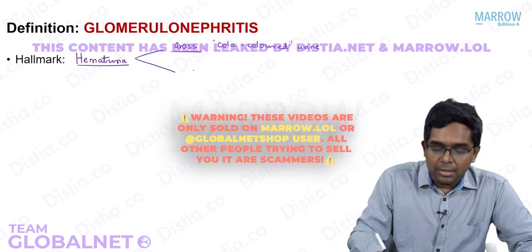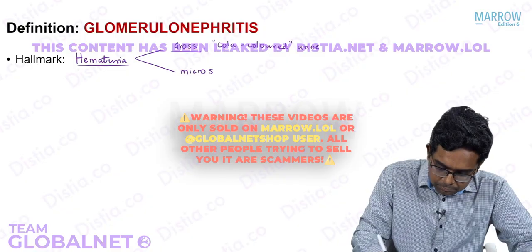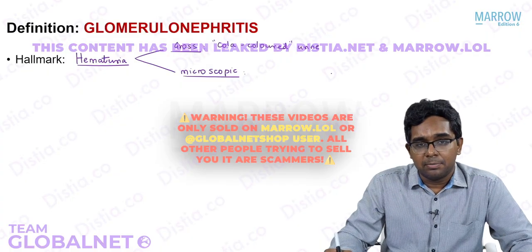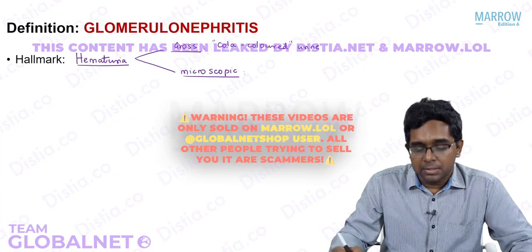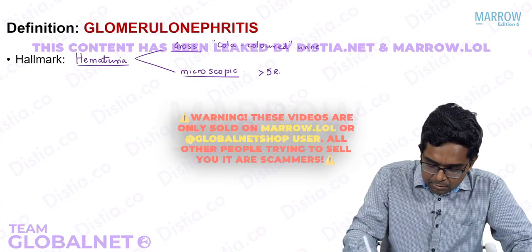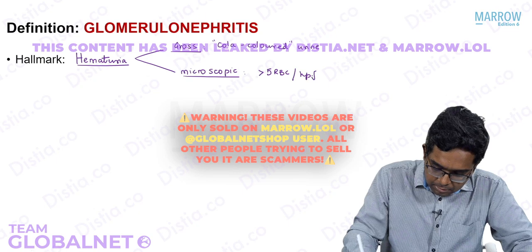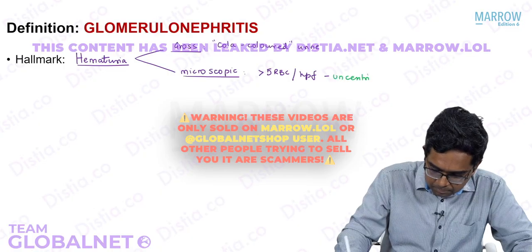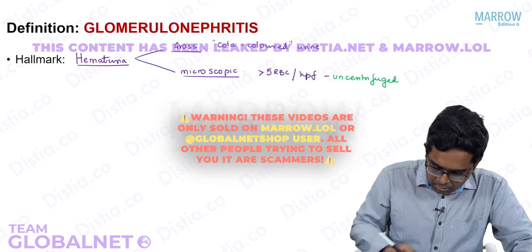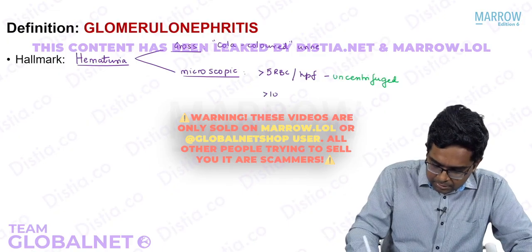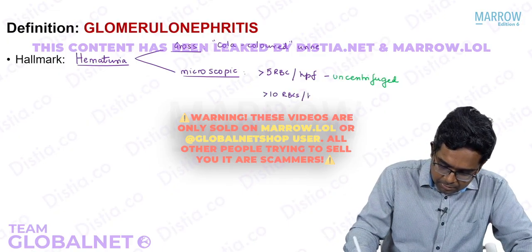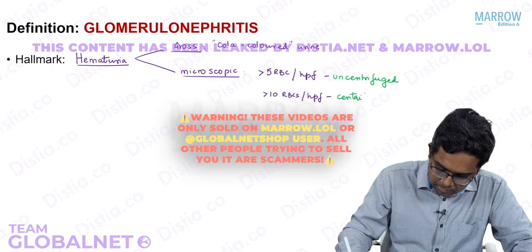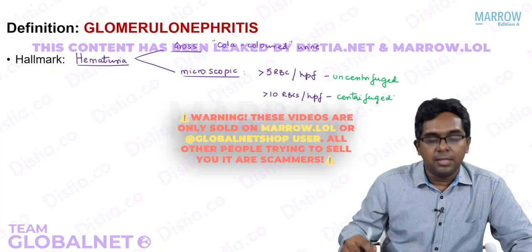Hematuria can also be described as microscopic hematuria, wherein you see the presence of RBCs in urine examination. How many RBCs are present? More than 5 RBCs per high power field in case of an uncentrifuged urine sample, and more than 10 RBCs per high power field in case of a centrifuged urine sample. This is how we define microscopic hematuria.